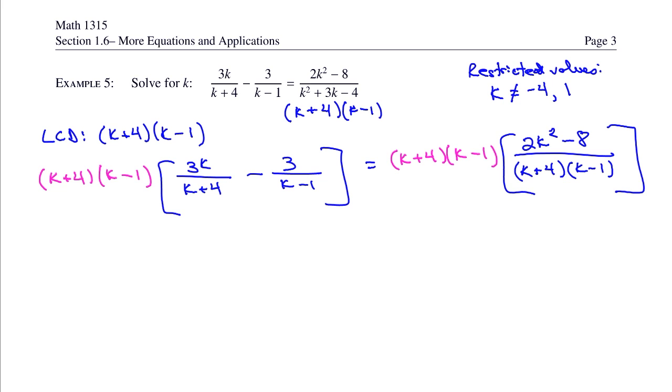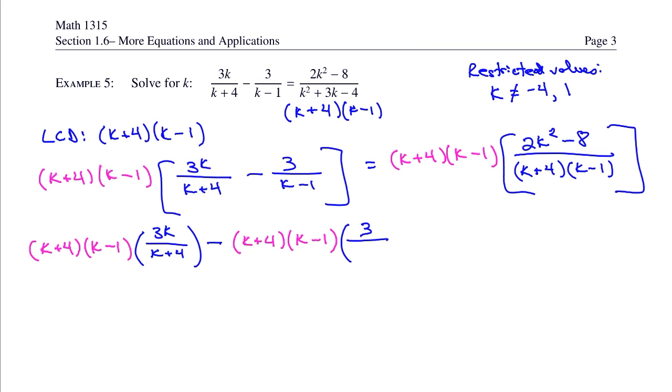Next, on the left side, I'm going to distribute the LCD to both terms. So we're going to have k plus 4 times k minus 1 times 3k over k plus 4 minus, and then the LCD is distributed, k plus 4 times k minus 1 times 3 over k minus 1 is equal to, and nothing to do on the right side, k plus 4 k minus 1 times 2k squared minus 8 over k plus 4 times k minus 1.